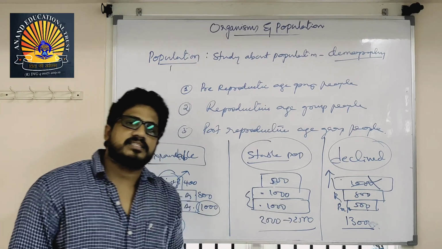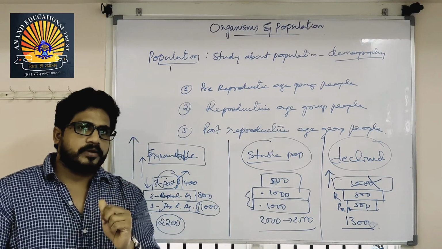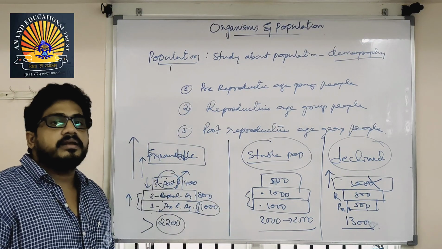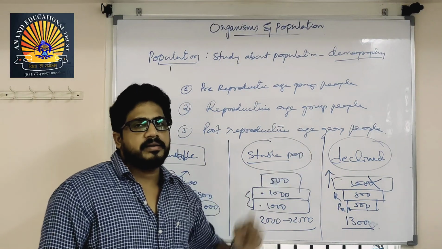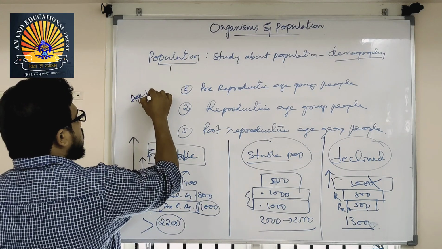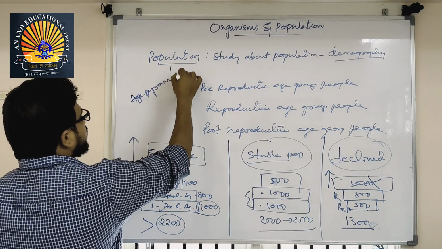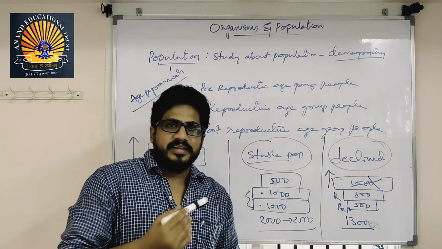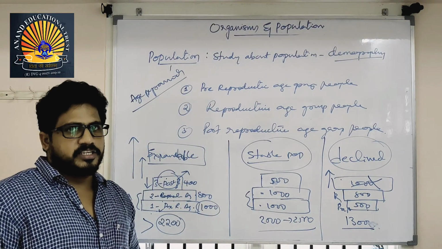So who decides that increase means pre-reproductive and reproductive should be greater than post-reproductive? Vice versa, then it will be decline. So this is another factor, that is age pyramids. With the help of age pyramids, we can say whether the population will increase or decline in further generations.